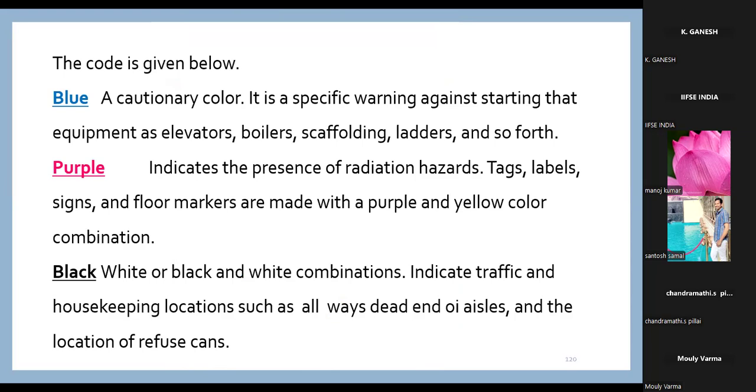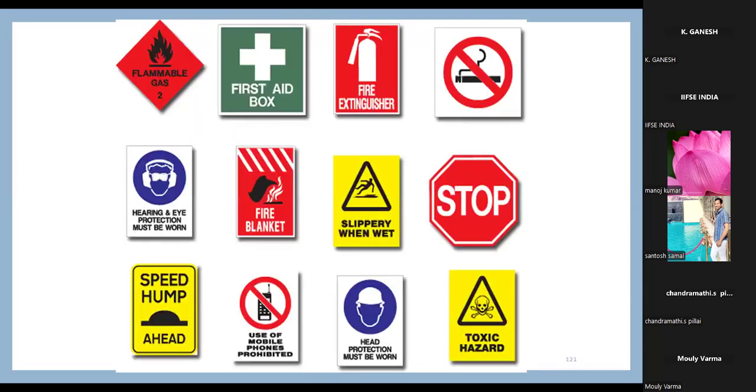Purple indicates radiation hazards. Black and white stands for general information such as housekeeping locations, refuse cans and other things. So here are some examples of color coding.